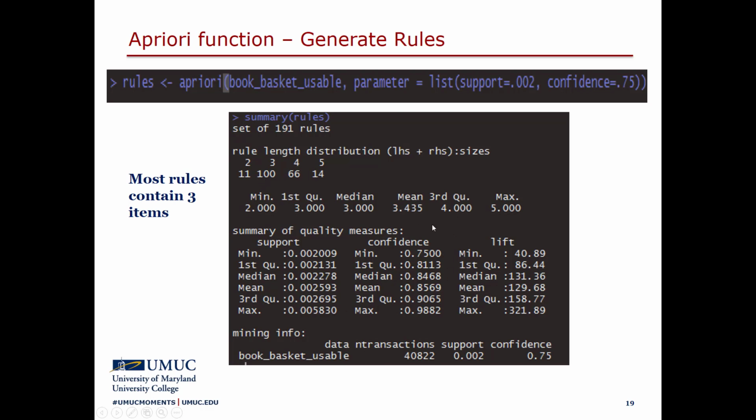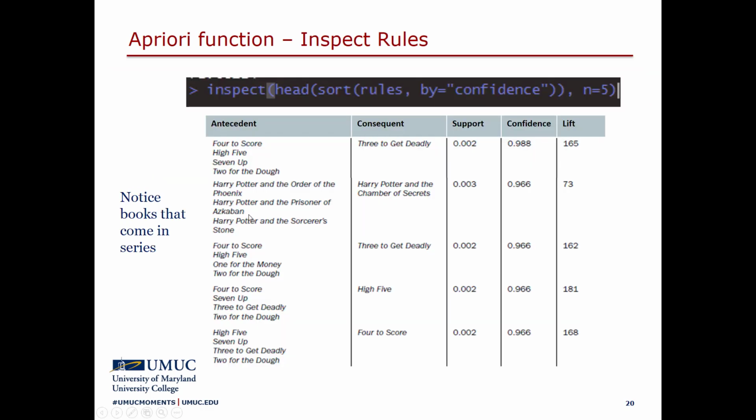And here is a summary of the support, the confidence, and the lift on aggregate for all the 191 rules. Okay, the minimum, the first quartile, the median, the mean, and the third quartile for the 191 rules. So this is at an aggregate level. This is just a summary of the rules. And here I'm using another function to inspect the rules generated. I am picking the head, which is 5 rules, sorted by confidence, and I'm inspecting them. And they're displayed right here.